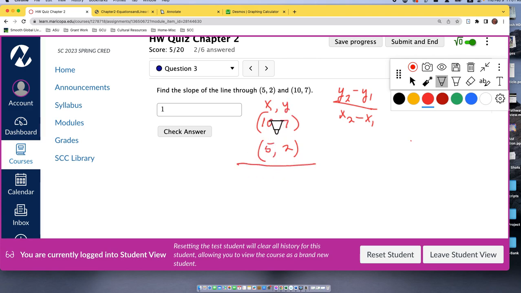Notice I'm going to just line them up because it's easier for me this way. I'm going to take the first point and subtract the second coordinate. So what's 10 minus 5? What's 7 minus 2? And since the first one is the x, I'm going to tuck it underneath the y.